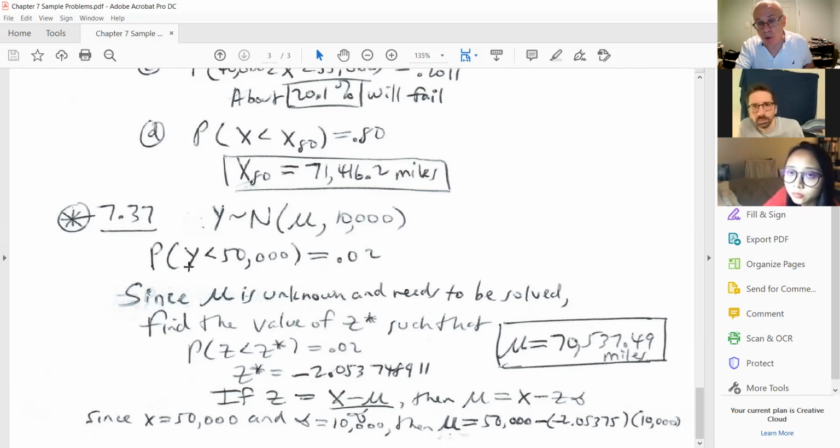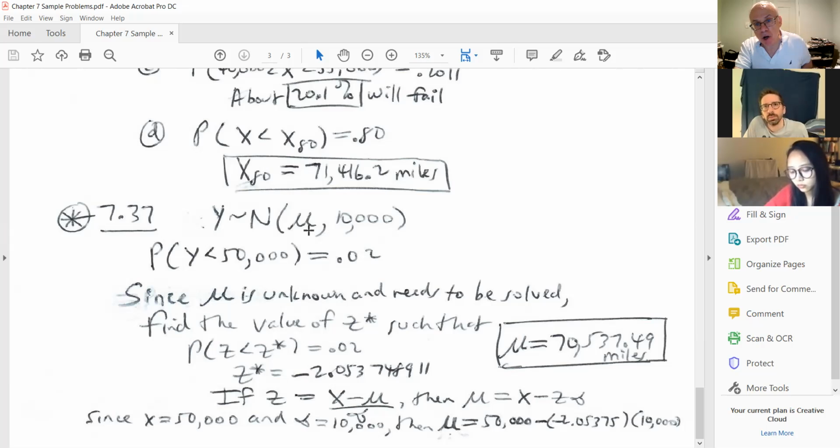Probability that y, this new unit, is less than 50,000. The company wants that to be 2%. Okay? They are telling the engineers of this company, I want 2%, not 9.8%. That's too big. I don't want to replace 9.8% of the current units. I want you to create a new unit where the replacement rate at no cost is 2%. So I want the probability of y being less than 50,000 to be 2% in this case, not 9.8%.